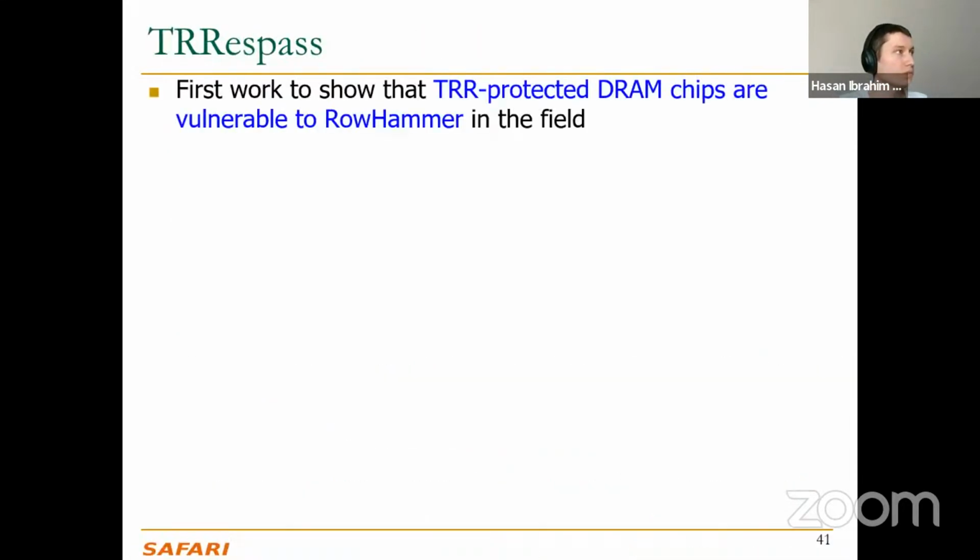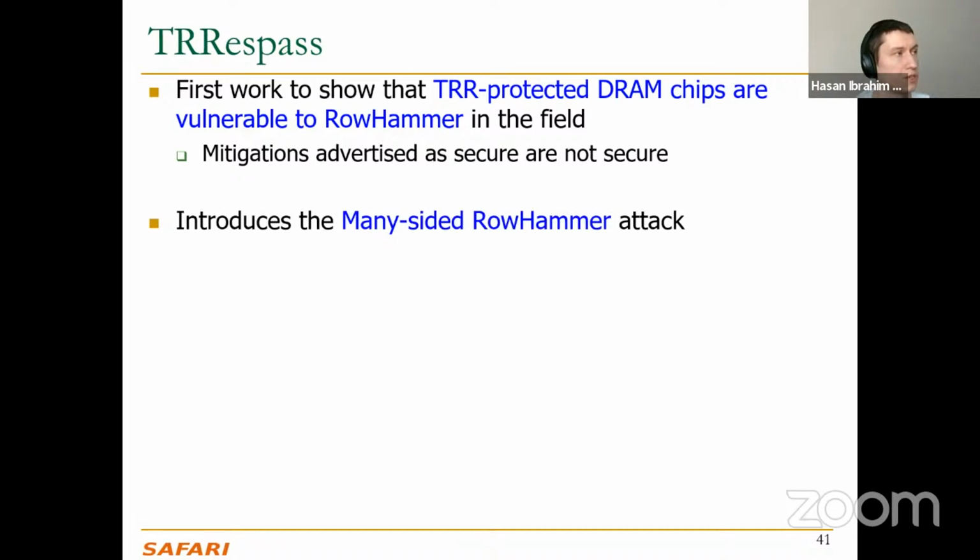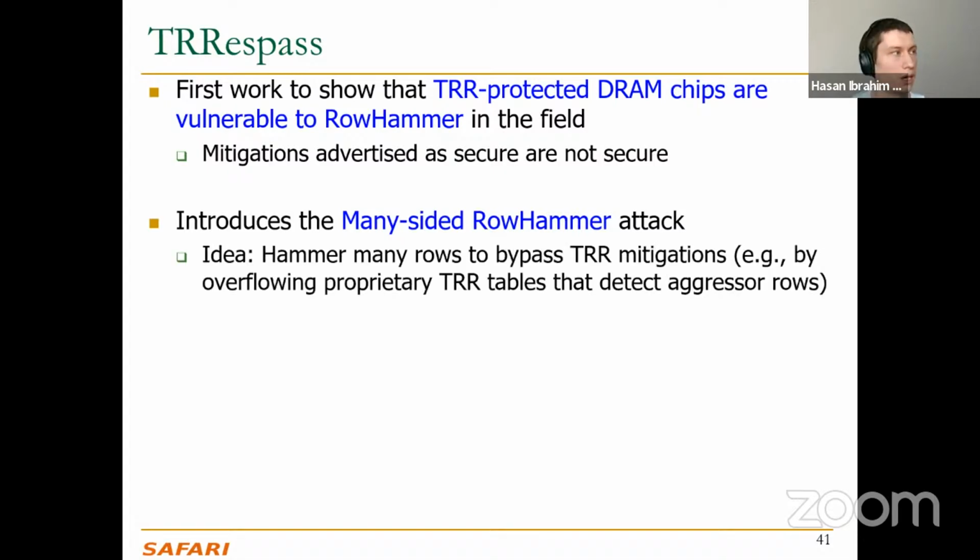Okay, so TRRespass is the first work to show that TRR protected DRAM chips are vulnerable to RowHammer, and that mitigations advertised as secure are actually not secure. TRRespass introduced many-sided RowHammer attacks. This is basically a collection of RowHammer access patterns that can bypass the TRR mechanisms, but maybe not as well as the access patterns we later found in the UTR paper. The idea is to hammer many rows simultaneously to try to overflow the TRR tables that detect the aggressor rows.